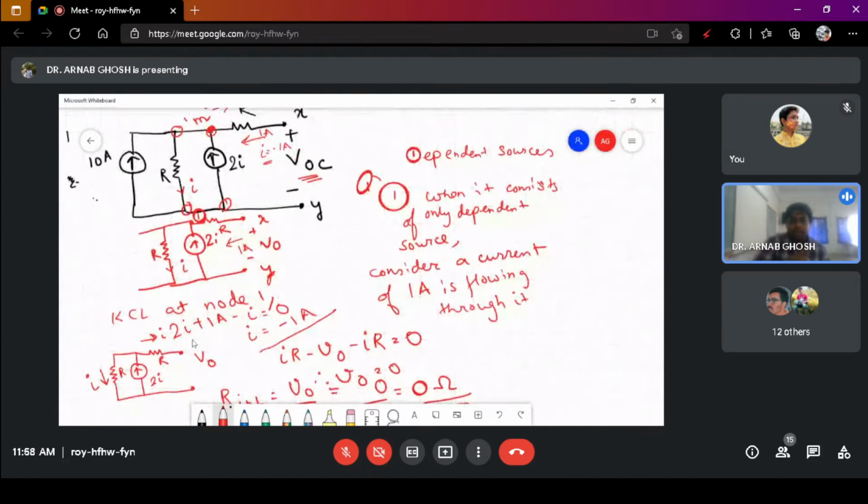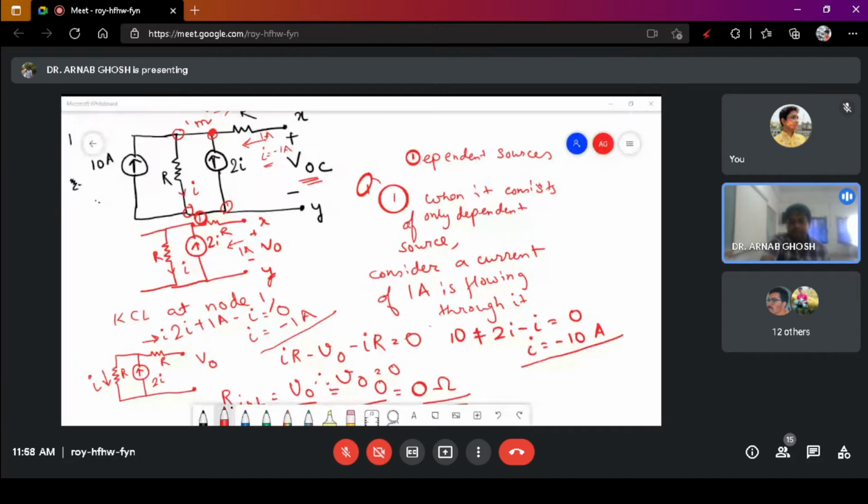Yes, in this particular node, what is the current entering and what is the current leaving? So here you see 10 ampere plus 2I minus I will be equal to 0. So your I will come out to be minus 10 amps. Your I is coming out to be minus 10 amps.